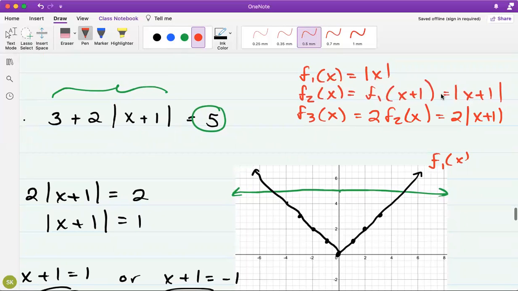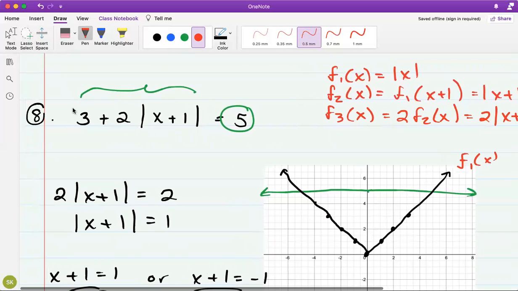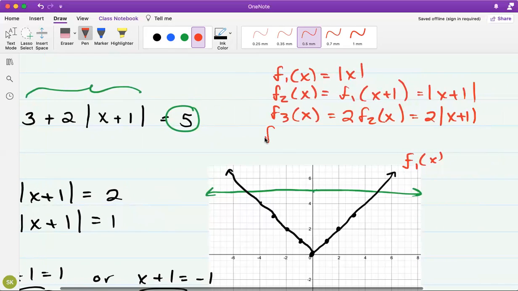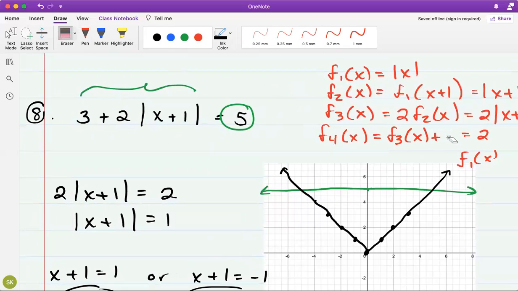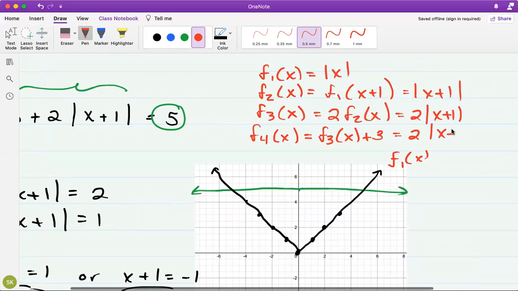So let's think about what we did. We're going to shift to the left 1, and then we're going to stretch by 2. And the final thing is to move up 3 units. So we define one more function, which is taking f3 and adding 3. And that will give us the function we want.